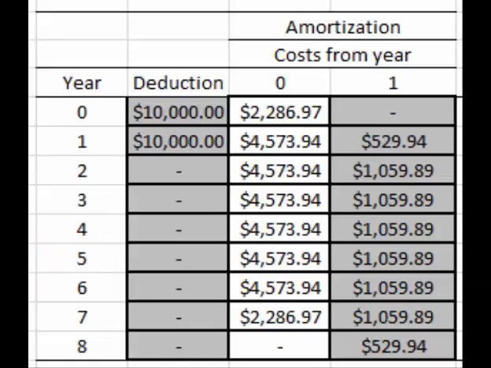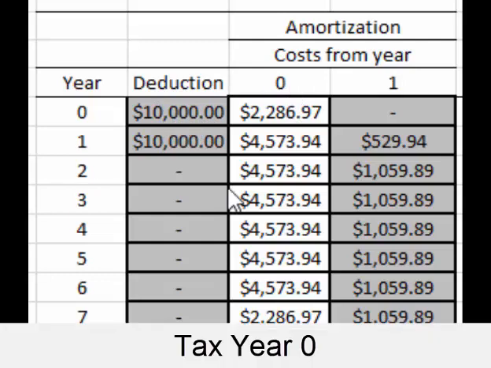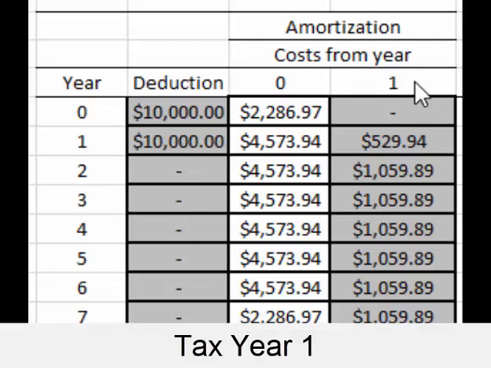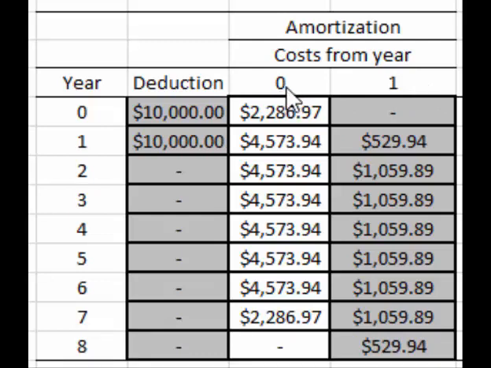And so here we can see the deduction and amortization schedule. You can see in year 0 we can deduct $10,000, and in year 1 we can deduct $10,000. In year 0 we can deduct $10,000 because of the reforestation costs that were incurred in year 0, and in year 1 we can deduct $10,000 because of the reforestation costs that were incurred during tax year 1. And then you can see the amortization schedule.